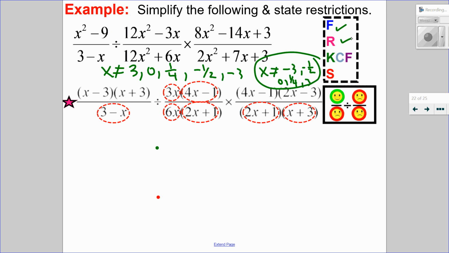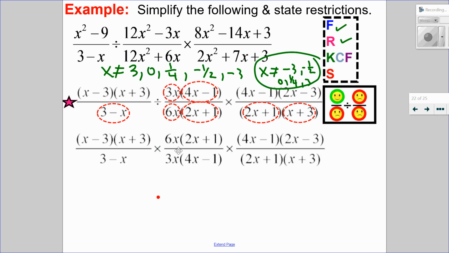Now that I've factored and stated my restrictions, I'm going to keep, change, flip for the division, leaving the second multiplication by itself. So look, here I did keep, change, and then I flipped, but this one here stays the same because it's multiplication. So what I've done is I've taken a question with division and multiplication and turned it into a question that just has multiplication. So now that I have it as multiplication, I can look at simplifying.